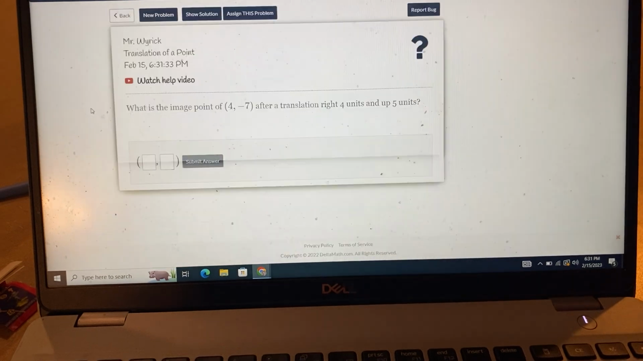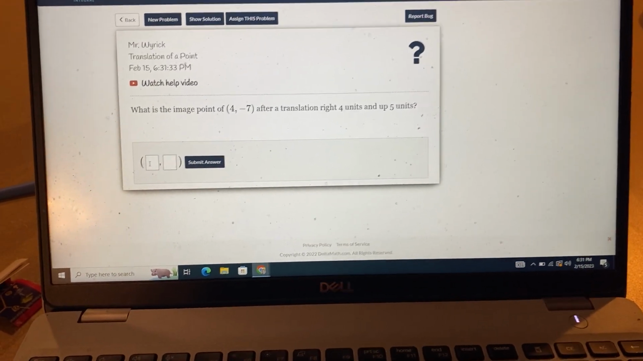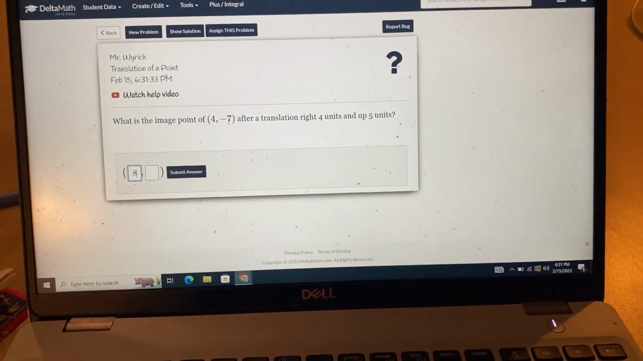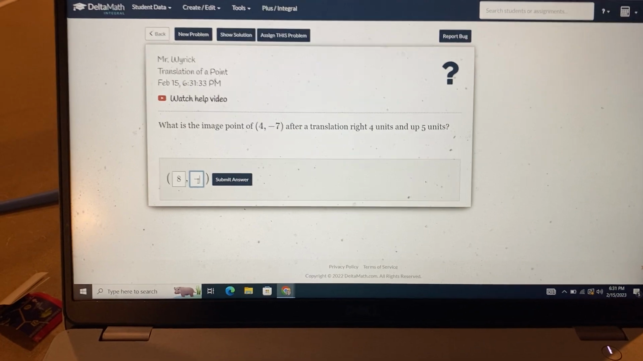Okay, the next one down, translation of a point. Right 4 units is going to add 4 to the x value. That's going to make it 8. From a -7, up 5 units is going to add 5. That's going to make that a -2.